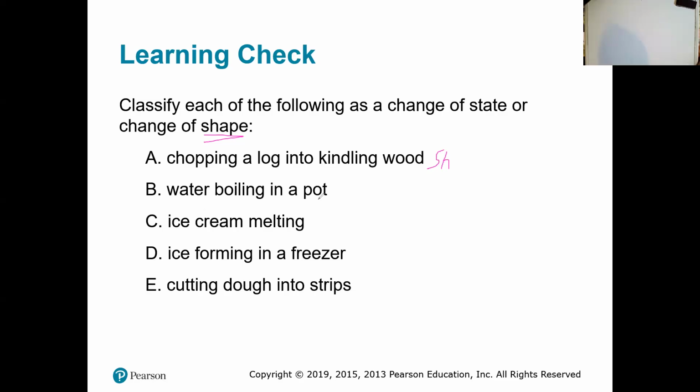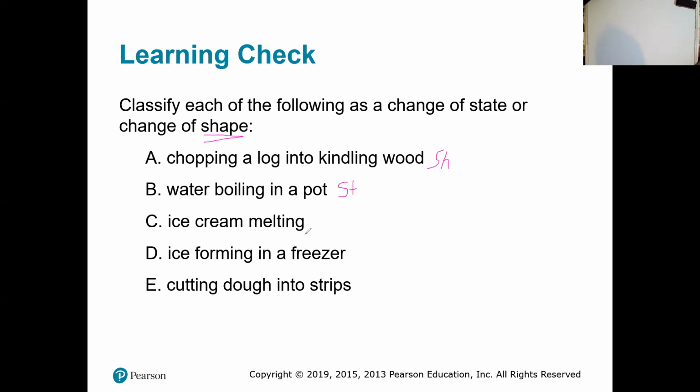Water boiling in a pot. So for each of these, ask yourself, how does it start and how does it end? If the physical states match, then it's a shape change. But if they're different, then it's a state change. If water boils, it starts as a liquid and it ends as a gas. So that is going to be a change of physical state.